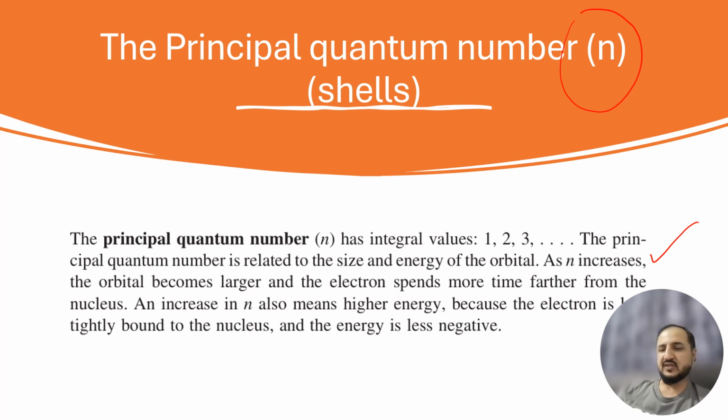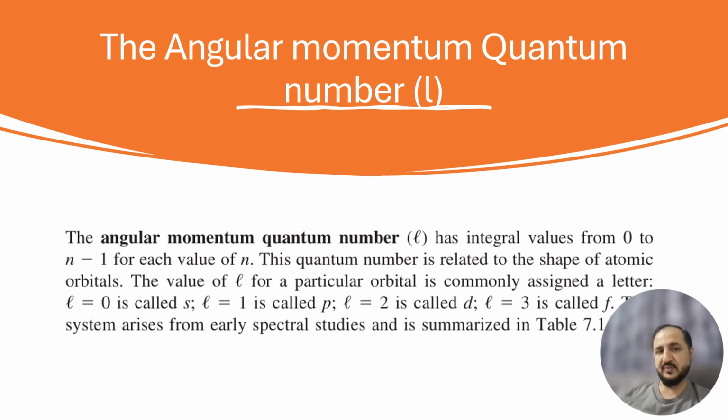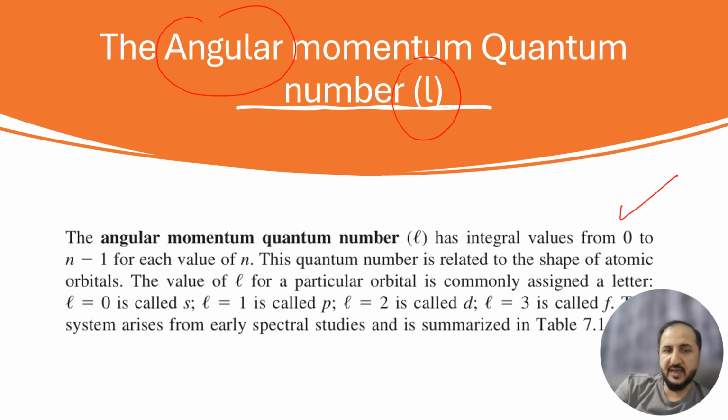If you see how many shells are around the nucleus, there are 7 shells, so 7 principal quantum numbers. Now let us move further. What do we have after the principal quantum number? The second one is the angular quantum number. It is represented by L, and L is an integral value starting from 0 up to n minus 1. This quantum number is related to the shape of the atomic orbitals, and we'll talk about these shapes properly in another video. The value of L for a particular orbital is commonly assigned a letter.